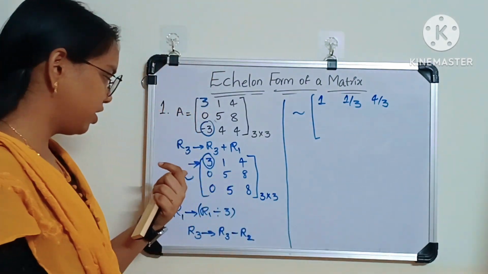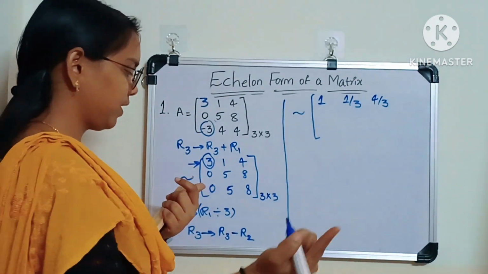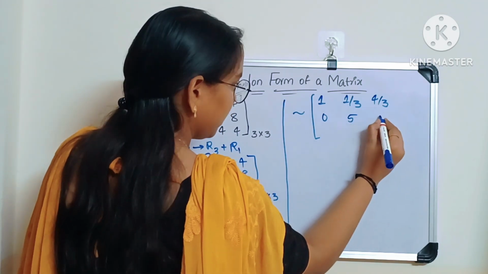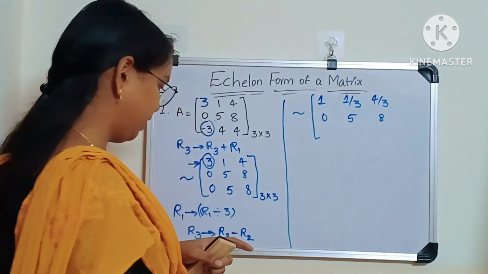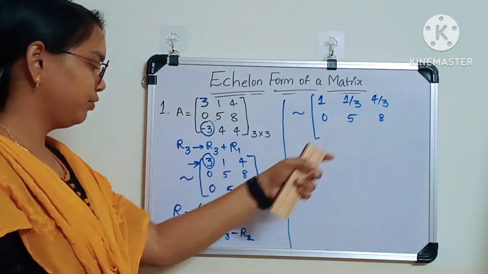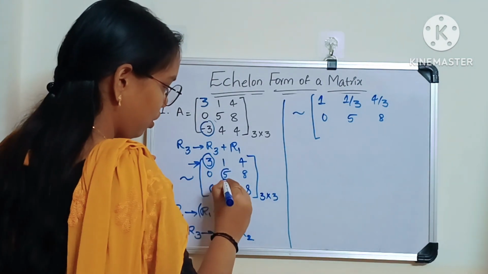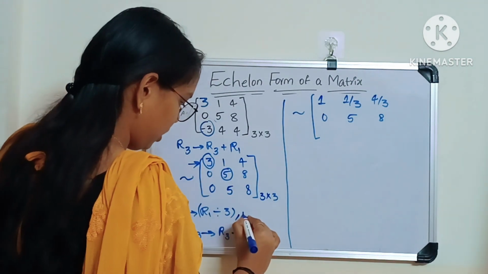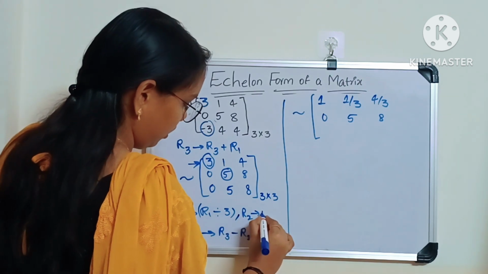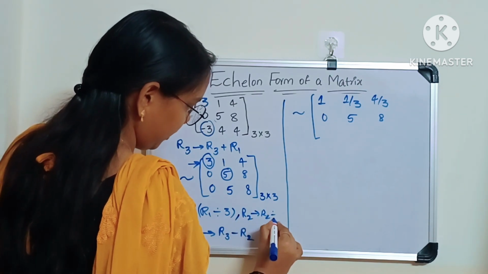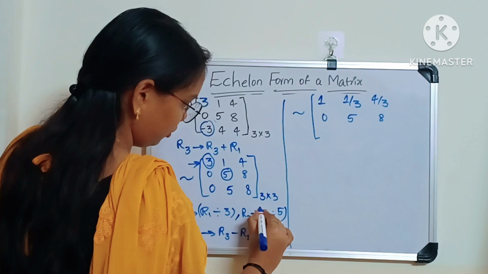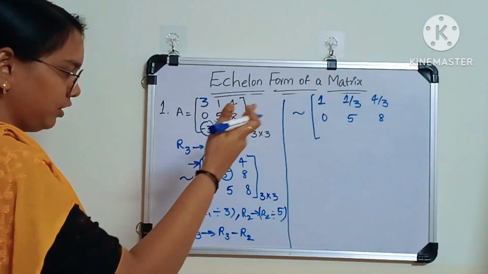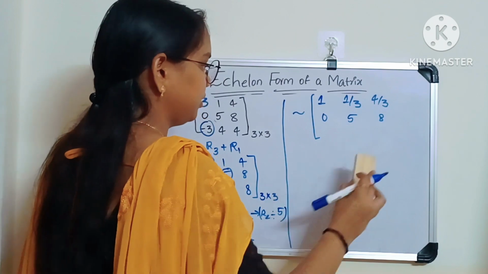Next, there is no change in row 2 operation. That's why I am writing it as it is: 0, 5 and 8. We can add one more operation directly. We want to convert this element also to 1. So we will write here R2 tends to R2 divided by 5. If you want to get 1 here, we have to divide 5 by 5, then we will get 1. So I am writing here directly.